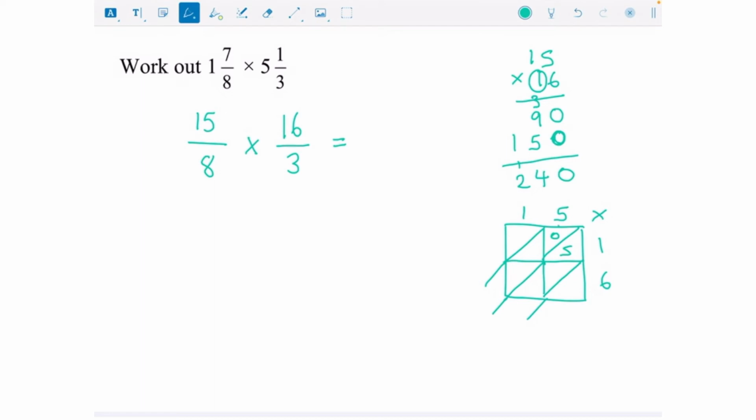5 times 6 is 30, so we put 3, 0 in that box. 1 times 1 is 1, so we put 0, 1. And 1 times 6 is 6, so 0, 6. Then you add down each diagonal section, so that's a 0. 5 add 3 add 6 is 14, carry the 1. And 1 add 1 is 2. So either way, 240. And that's over 8 times 3, which is 24.